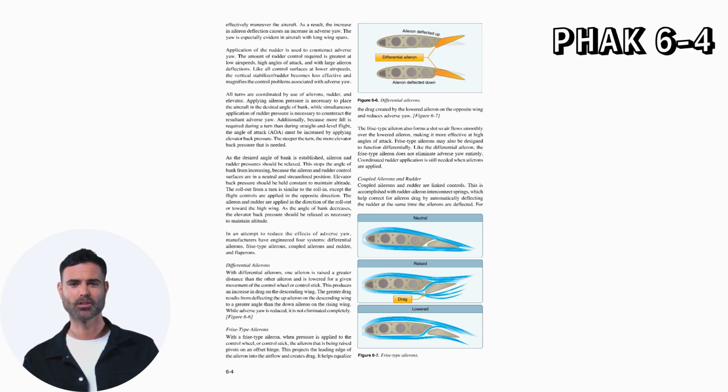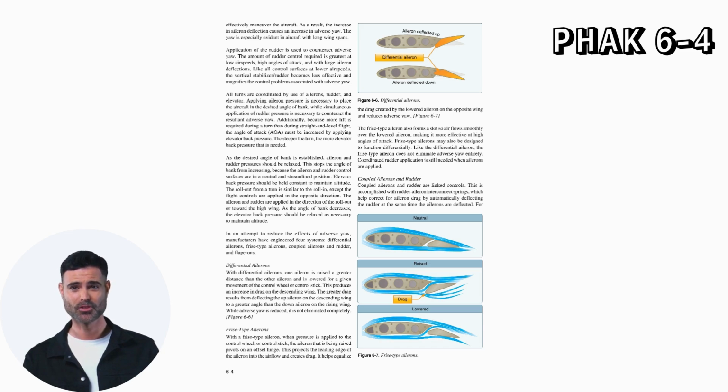The rollout from a turn is similar to the roll-in, except the flight controls are applied in the opposite direction. The aileron and rudder are applied in the direction of the rollout or toward the high wing. As the angle of bank decreases, the elevator back pressure should be relaxed as necessary to maintain altitude.